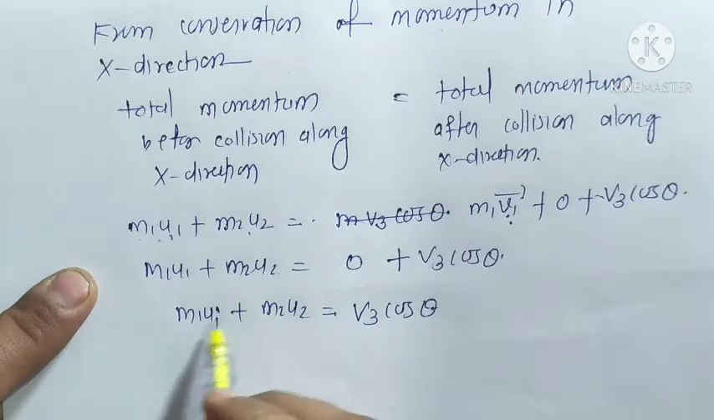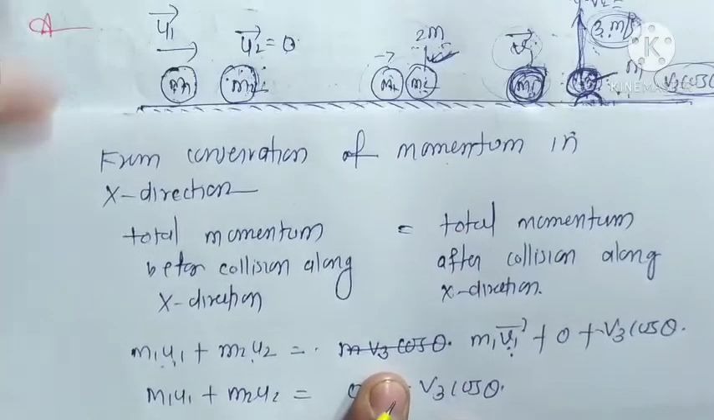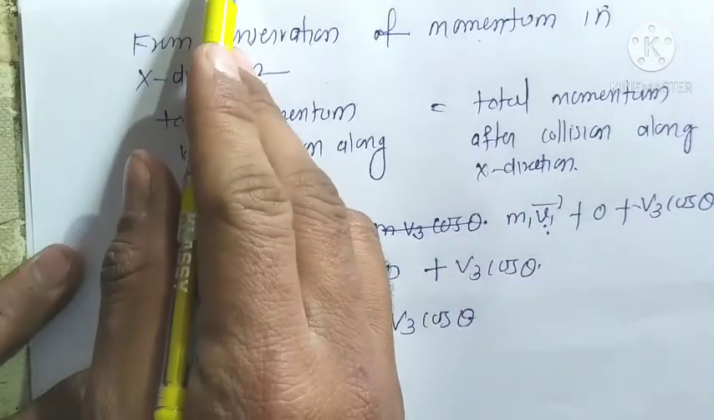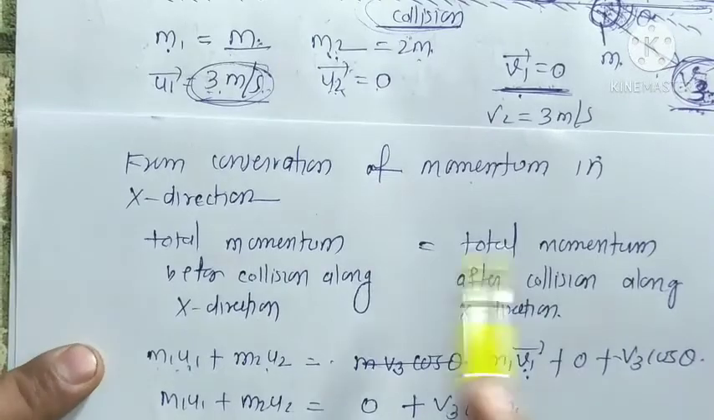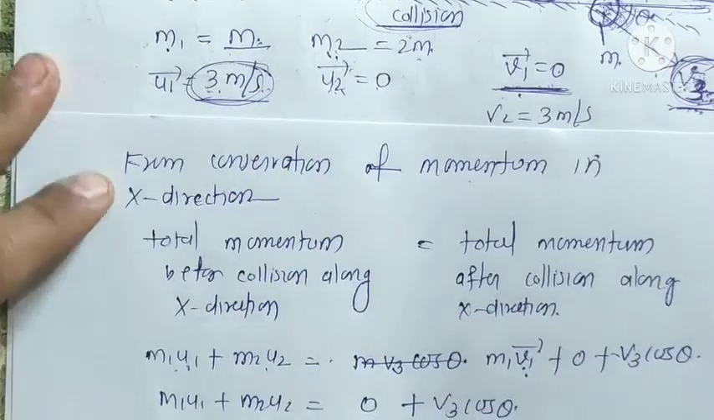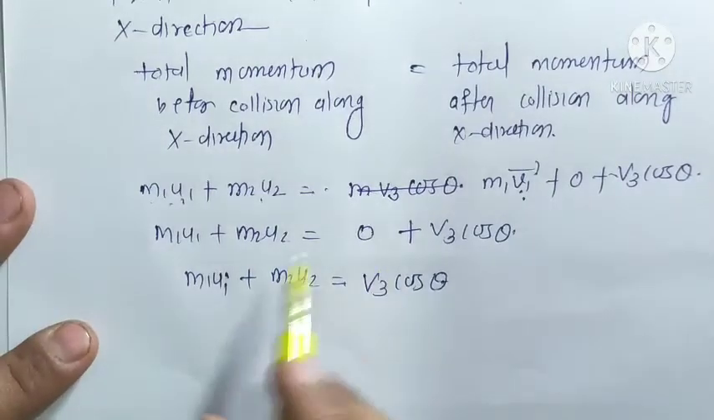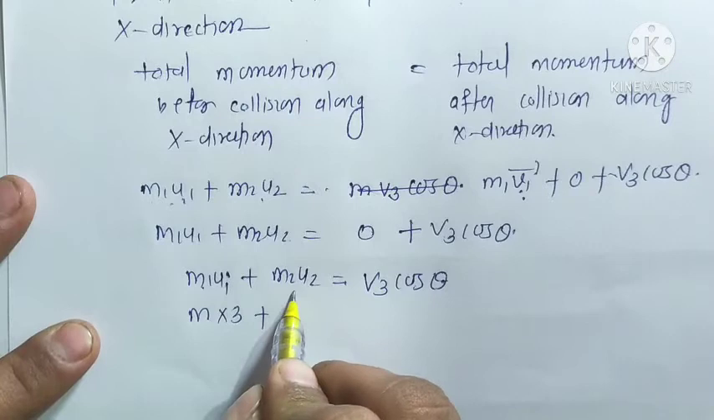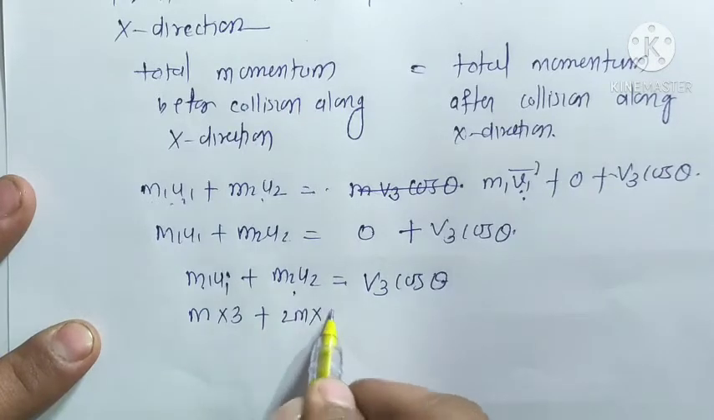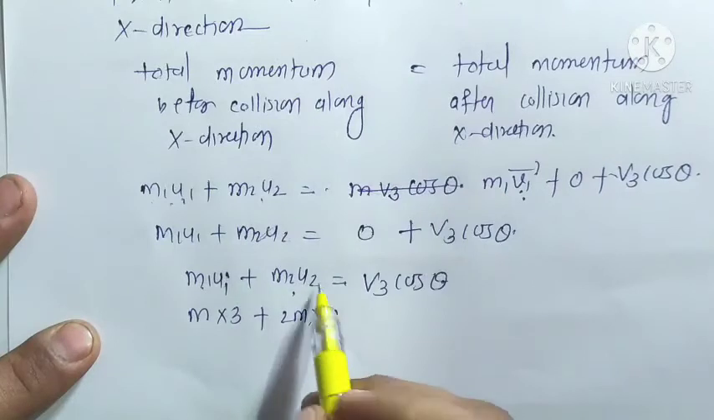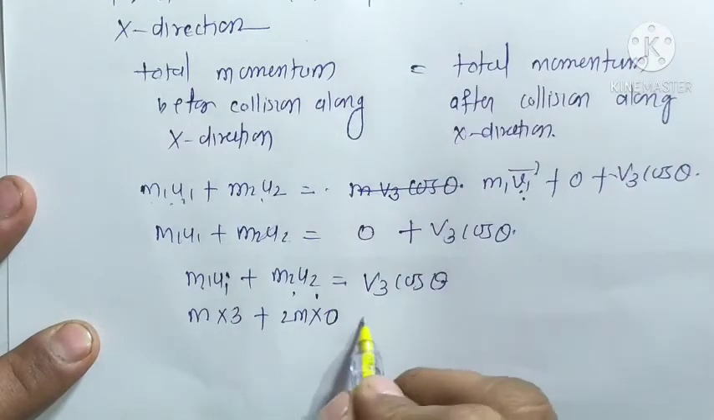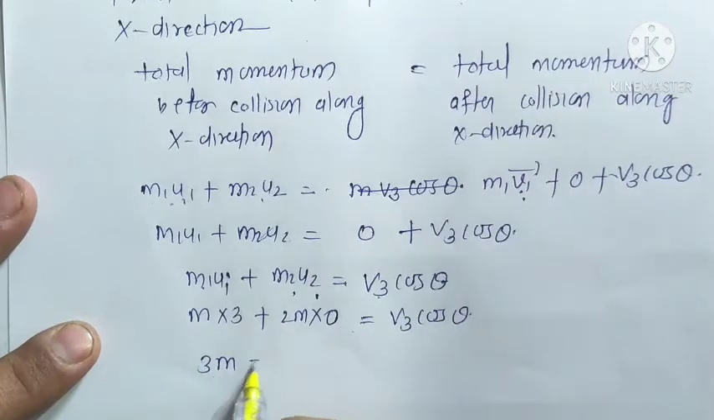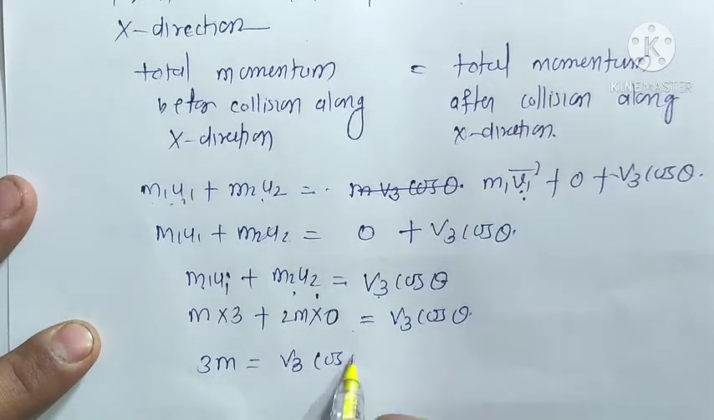Okay, now we put all the respective values here. So what is the value of m1? m1 is equal to m, given here. m1 is equal to m and u1 is 3, m2 is already given here as 2m, and u2, I mean the second body, is initially at rest, so u2, the initial velocity of the second body, is equal to 0, and v3 cos theta. Okay, so 3m is equal to v3 cos theta.